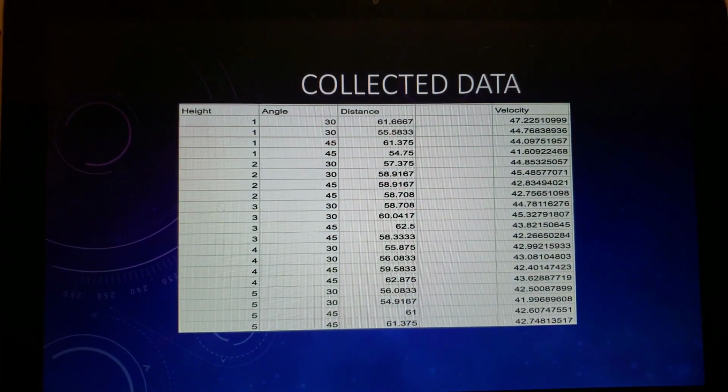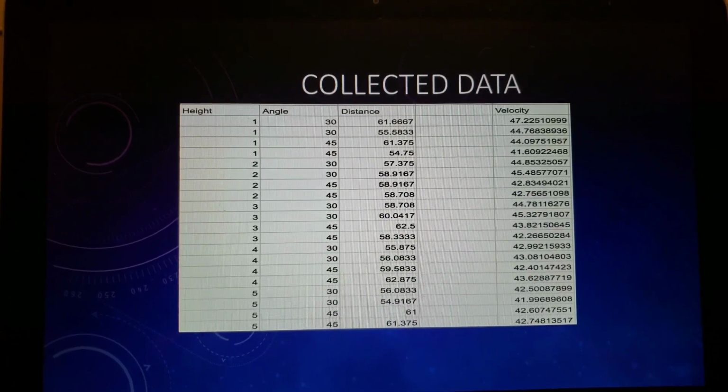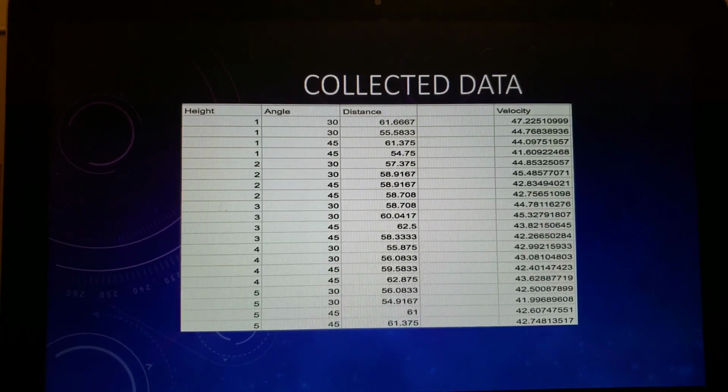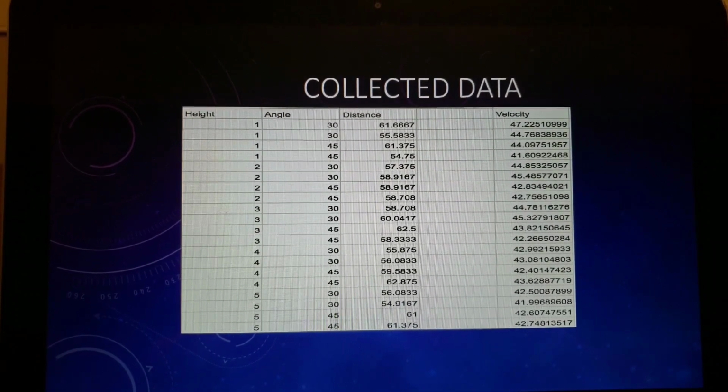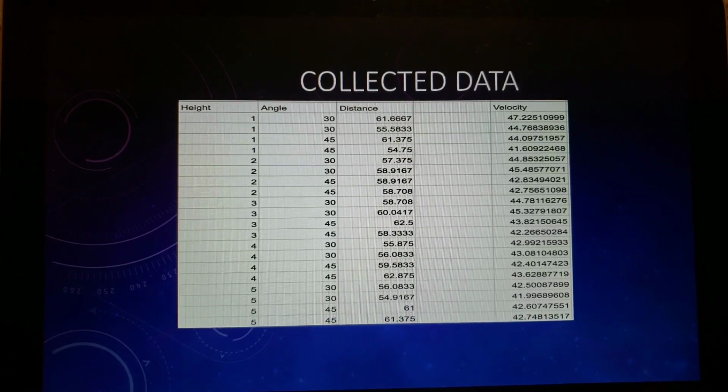Throughout the experiment, we collected data. We measured the height, angle, and distance of each shot, and then using the kinematic equations, we derived an equation to determine what the velocity of each of the shots was.